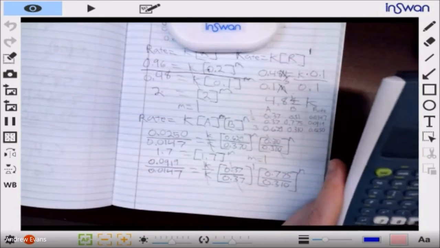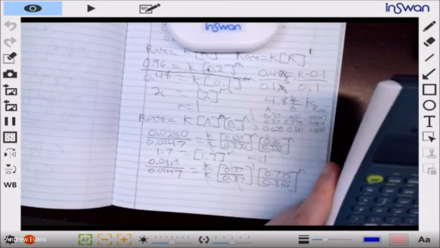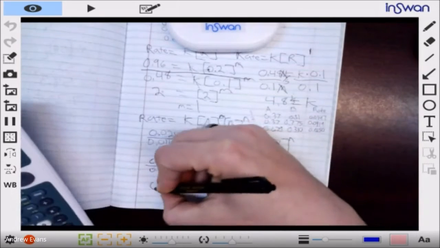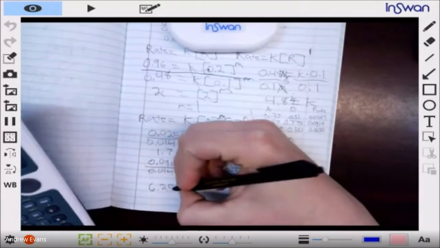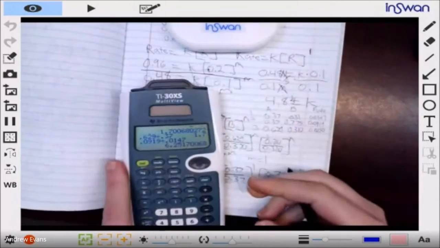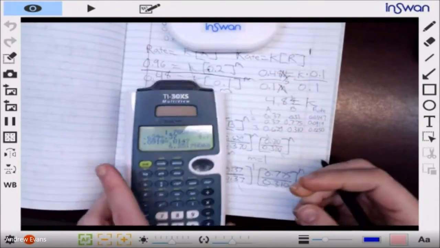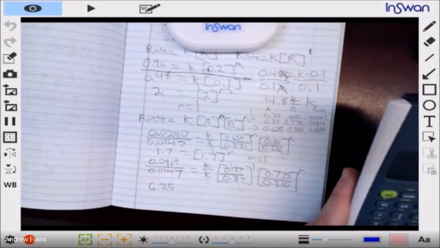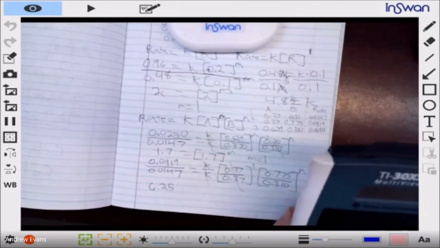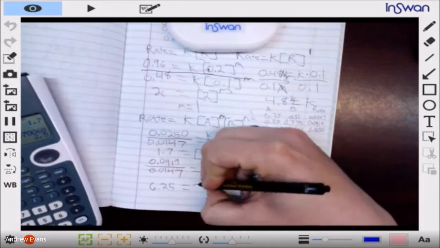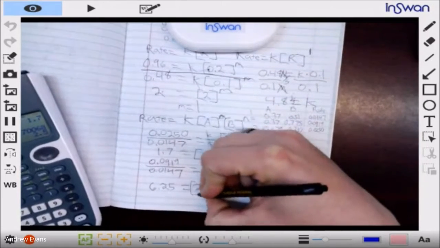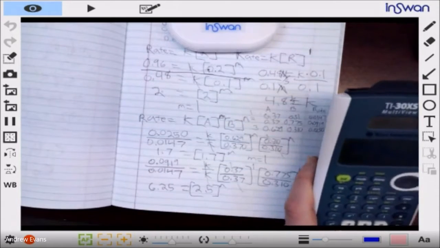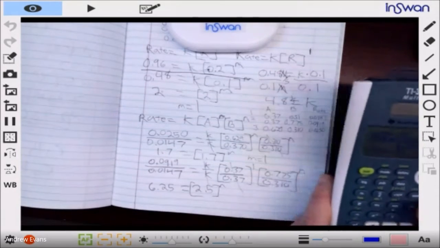Looking at that, 0.0919 divided by 0.0147 is 6.25. We'll say 6.25. It's 6.25 something, something, something. 0.775 divided by 0.31 is 2.5 to the n. So those do not directly equal.